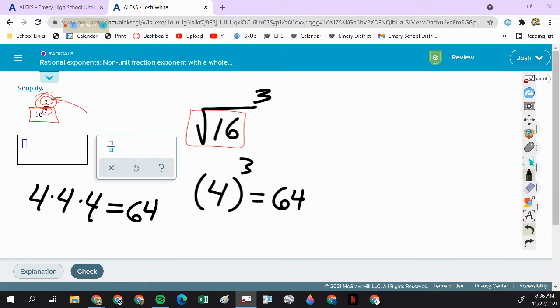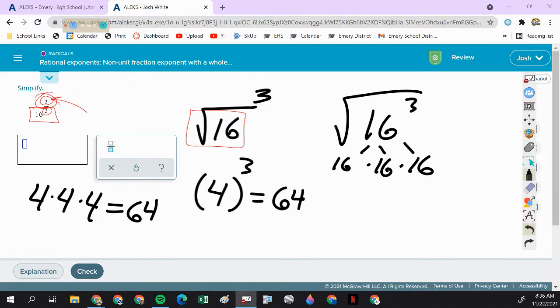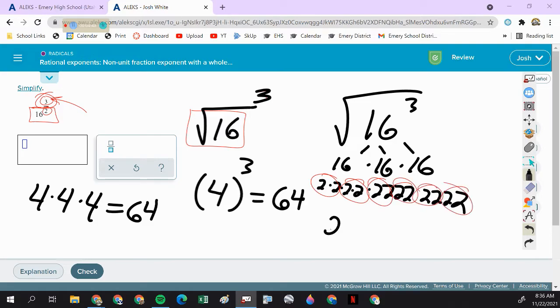Okay. Well, what if we did it the other way? What if we did the square root of 16 to the third? Well, that factors into 16 times 16 times 16, which is 2 times 2 times 2 times 2, another set of 4 2's and another set of 4 2's. Now we're looking for pairs. So 1, 2, 3, 4, 5, 6, and 2 to the 6th is 64. So it works both ways.